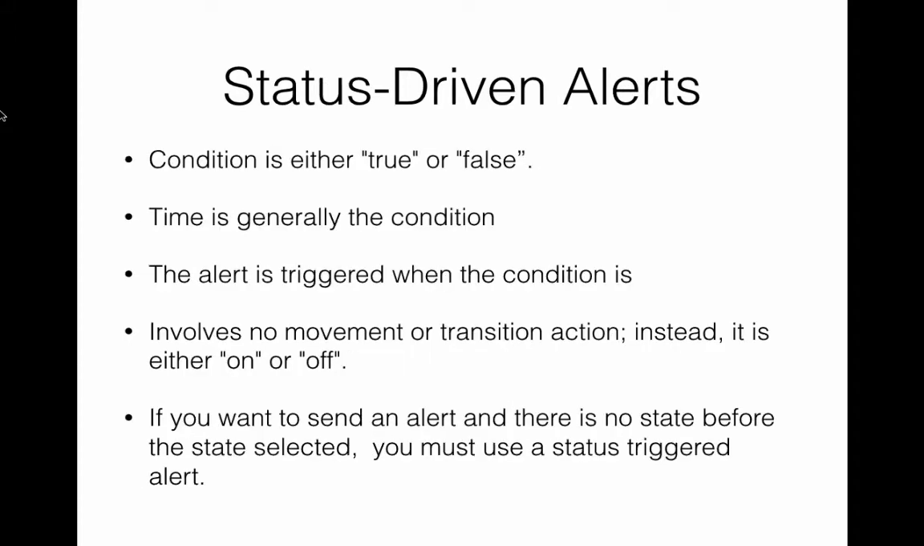In status-driven alerts, the condition is either met or not met, or true or false. They are used mostly in reports where time is a condition, such as when a report is due within a certain number of days, or when a report is overdue by a certain number of days. In those cases, examples that you could choose include due within 14 days or less, or overdue 30 days or more. When the condition is true, the alert is triggered.